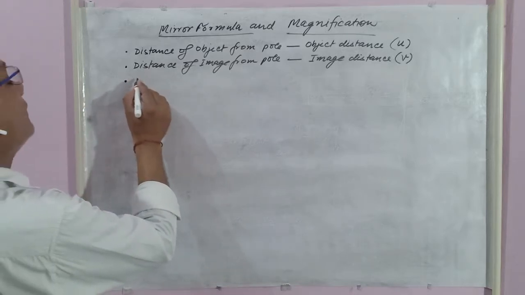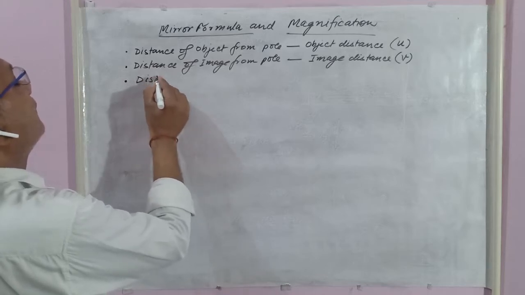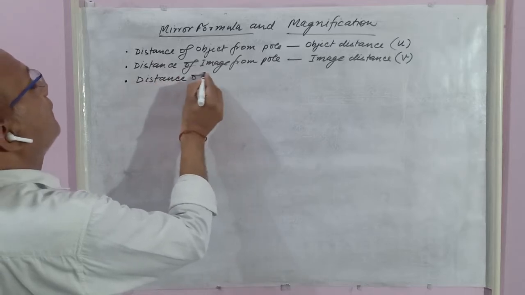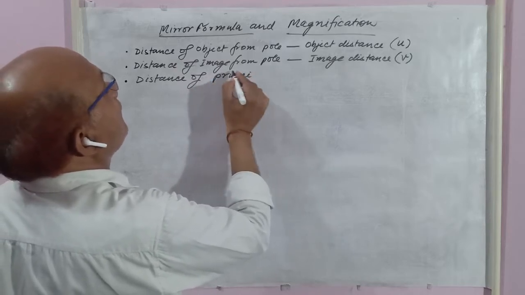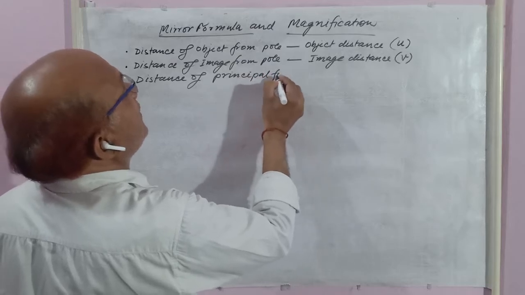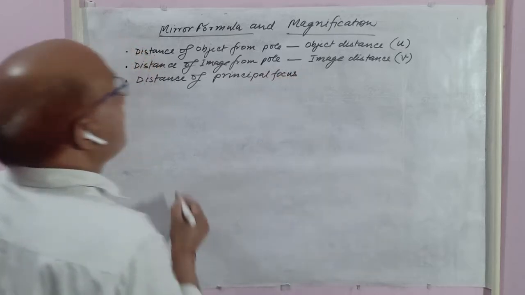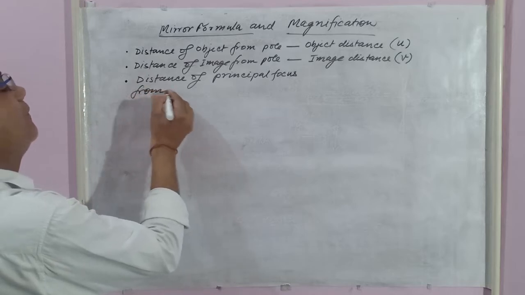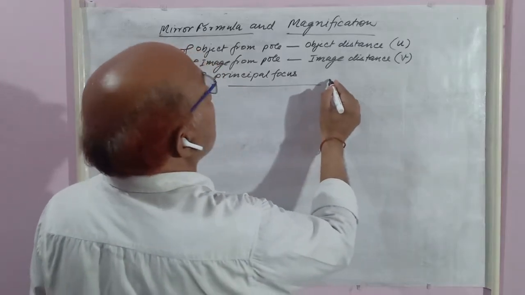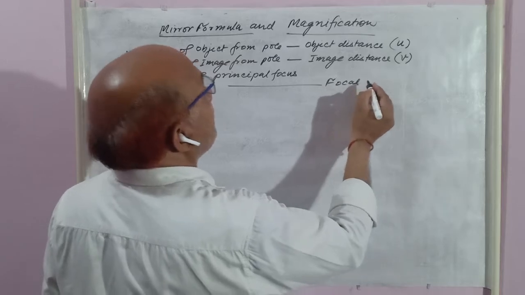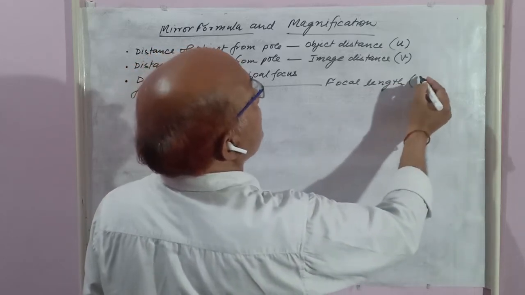One more thing, the distance of principal focus from pole is called focal length and it is denoted by F.